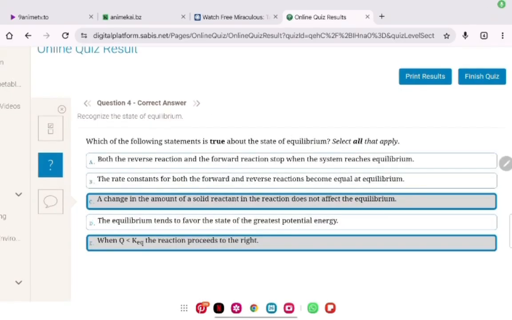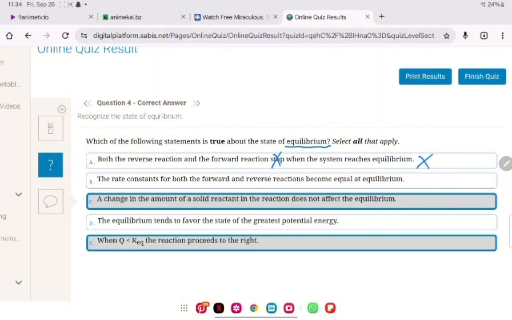Okay, another question about equilibrium. It says which of the following statements is true about the state of equilibrium. The first one says both the reverse reaction and the forward reaction stop when the system reaches equilibrium. When the system reaches equilibrium, the forward and backward reactions don't stop. They just keep happening at the same rate. So this is wrong.